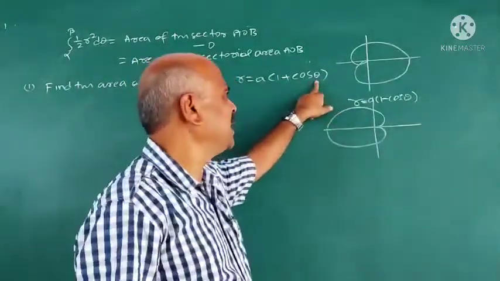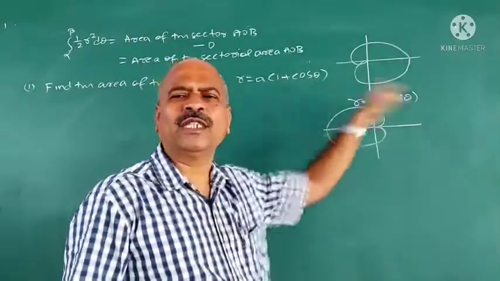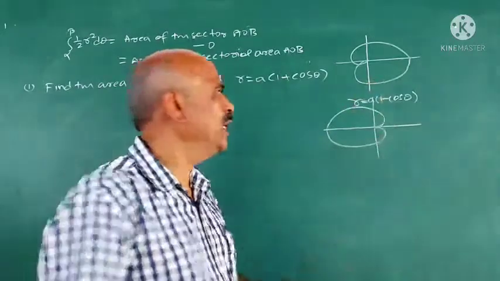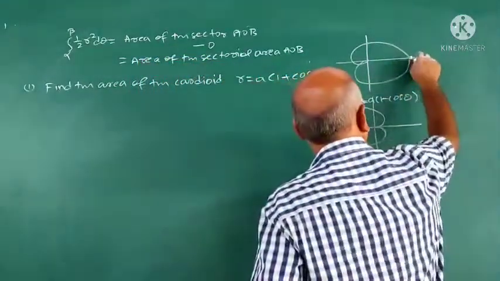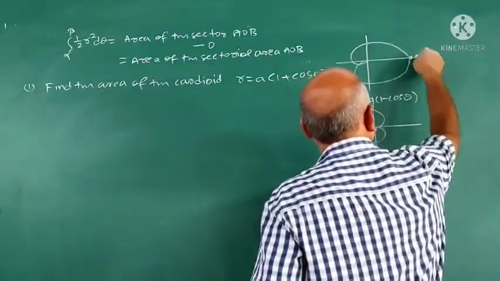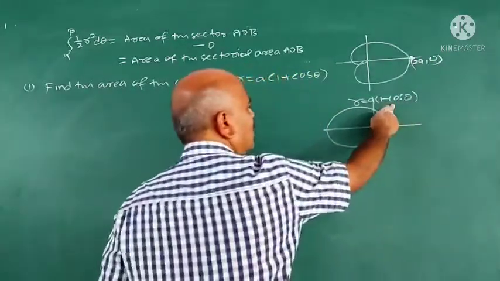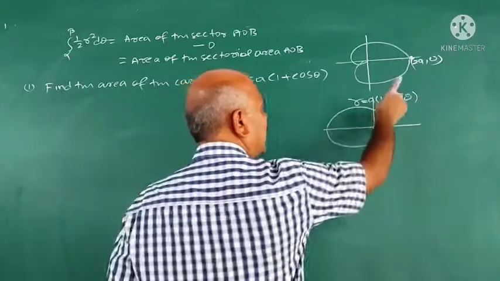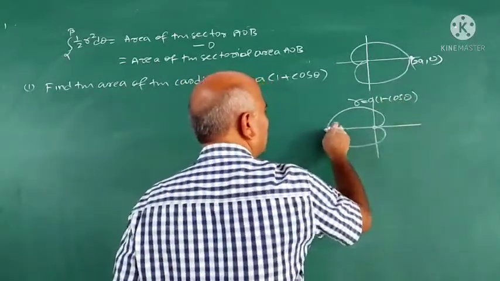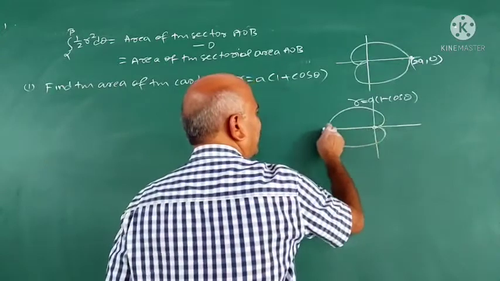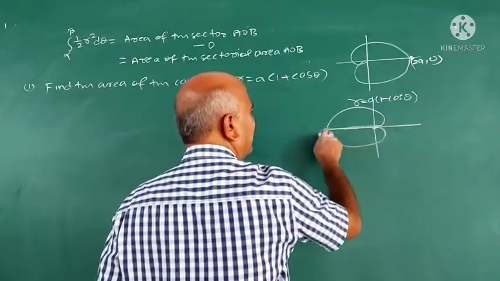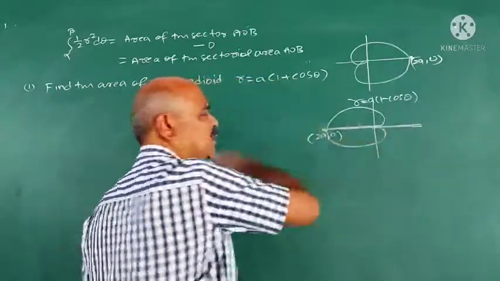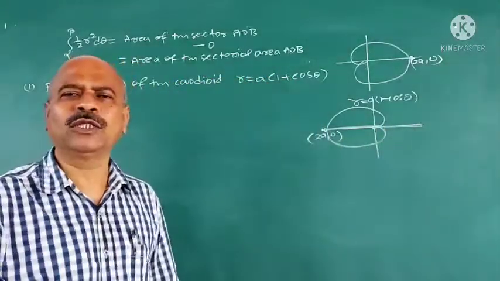Because when you take θ = 0, that means the initial line, r becomes 2a. Therefore, this is the point. For the other curve, when θ = 0 you get r = 0, and when θ = π, r becomes 2a. So 2a lies on the reverse of the initial line, on θ = π. So this is the curve.